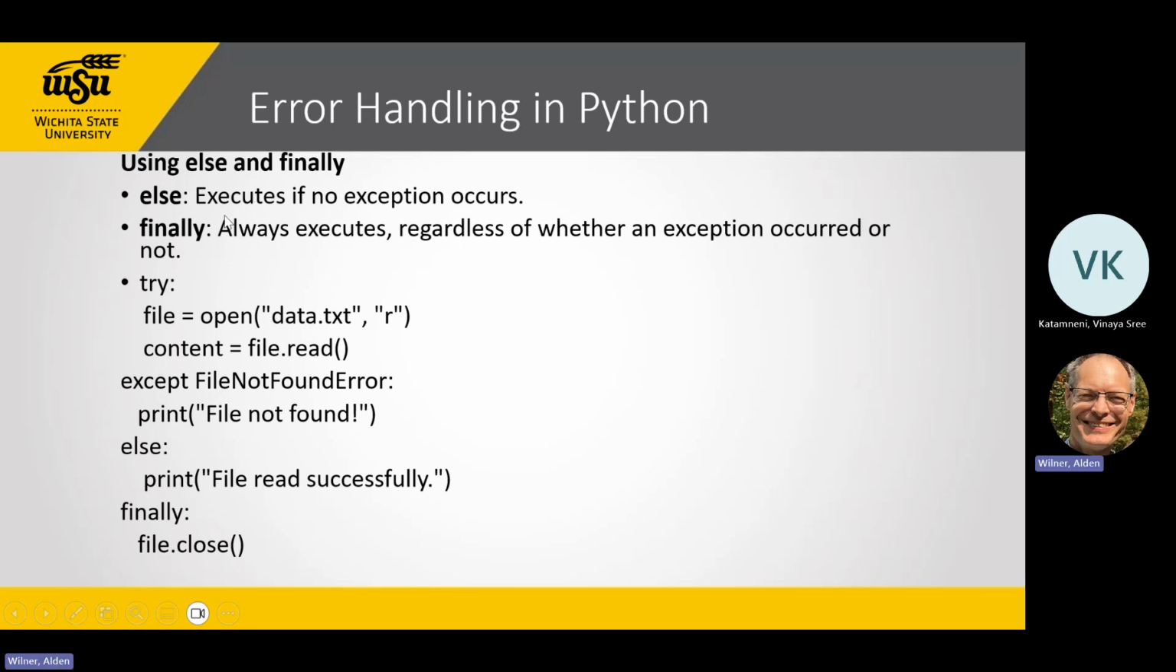You can also use else, if no exception occurs, or finally, which always executes regardless of whether an exception occurred or not. So your try block can be fully fleshed out like this. Try to do something, except if I get this error, I print out, okay, file not found. Otherwise, I could say, well, everything worked fine, right? Finally, once I've got the file read in, I can close the file, right? Or I can print out a message saying, we're done, right?